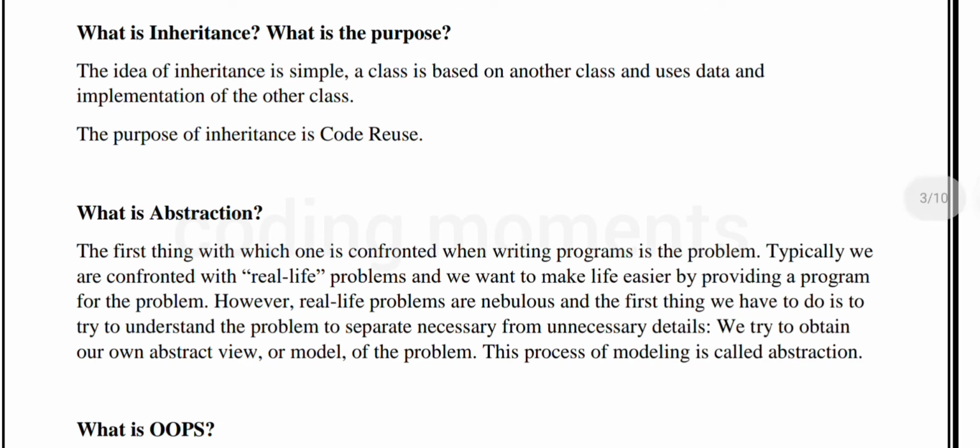What is abstraction? The first thing one is confronted with when writing a program is the problem. Typically, we are confronted with real life problems and we want to make life easier by providing a program for the problems. However, real life problems are nebulous, and the first thing we have to do is to try to understand the problem to separate necessary from unnecessary details. We try to obtain our own abstract view or model of the problem. This process of modeling is called abstraction.